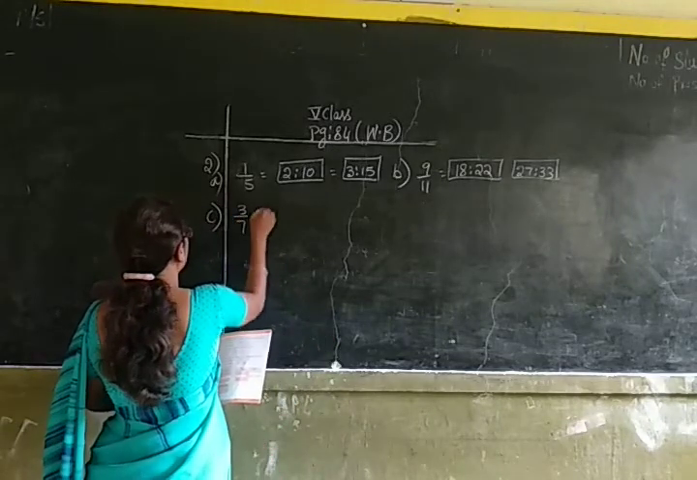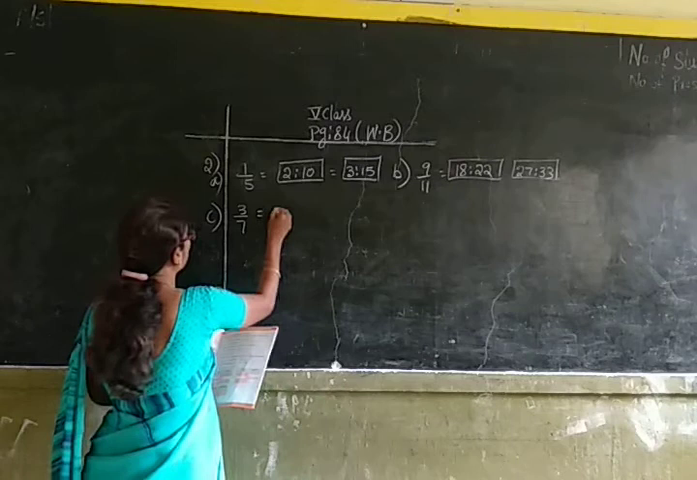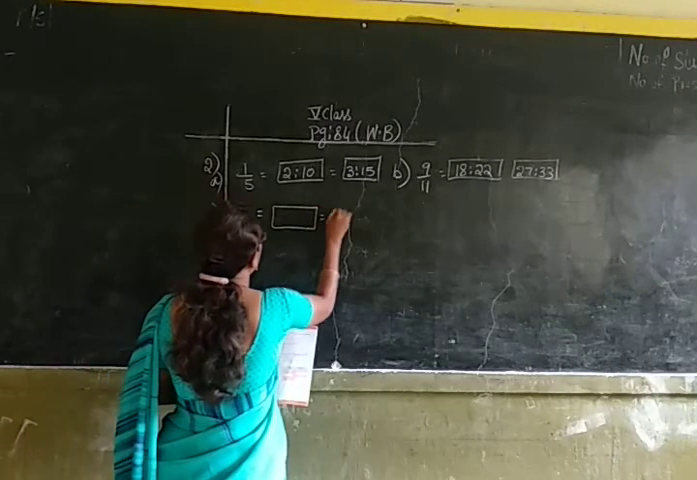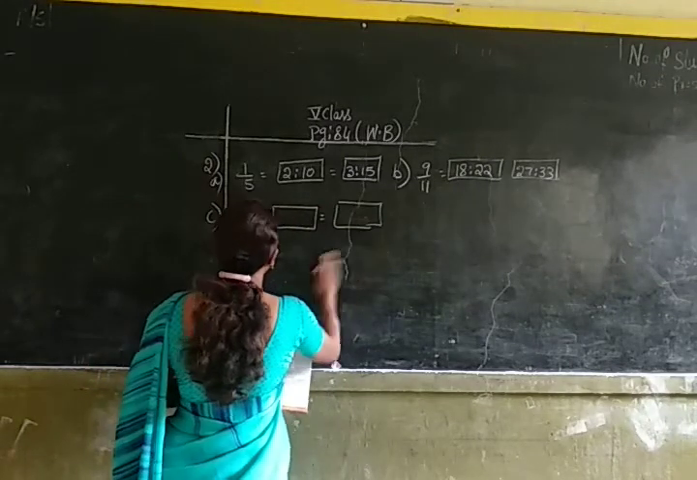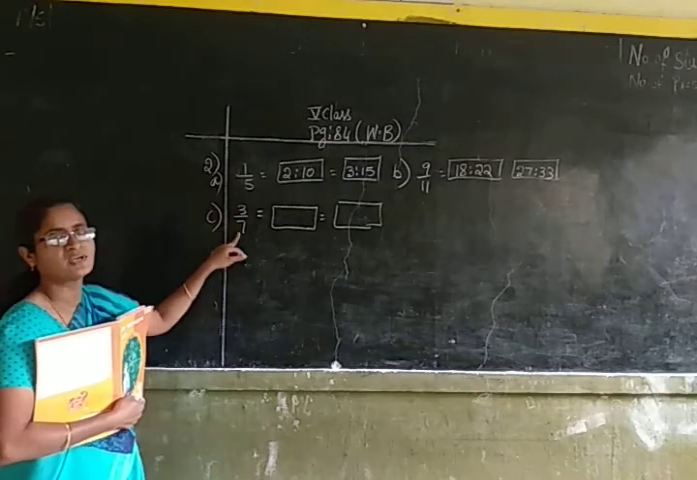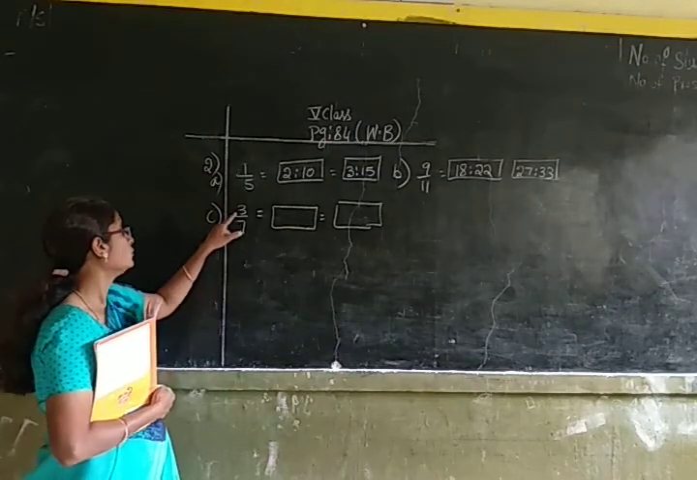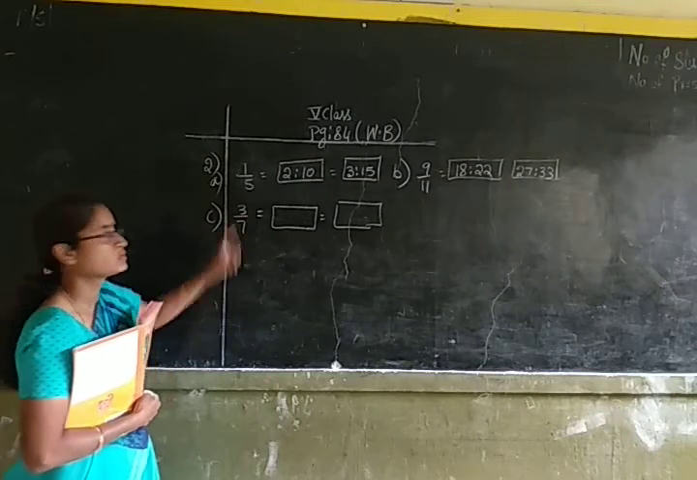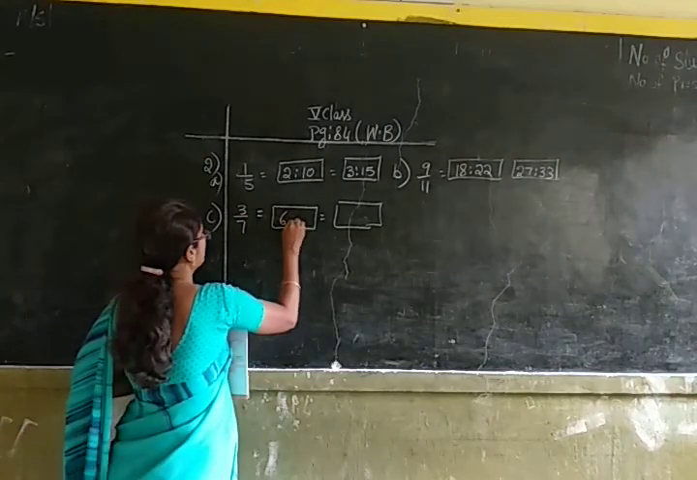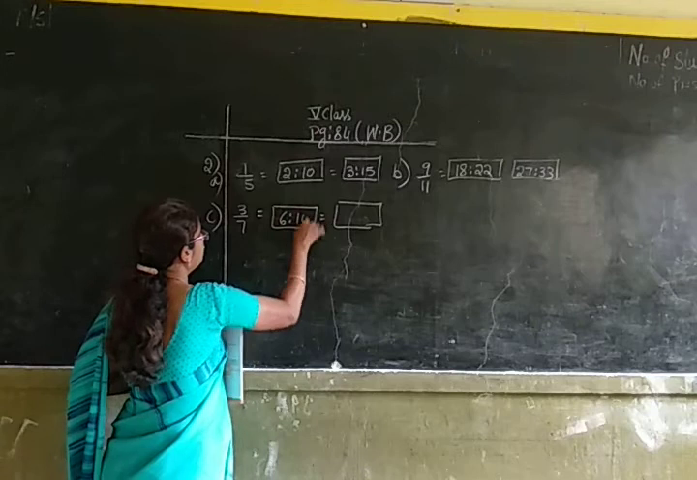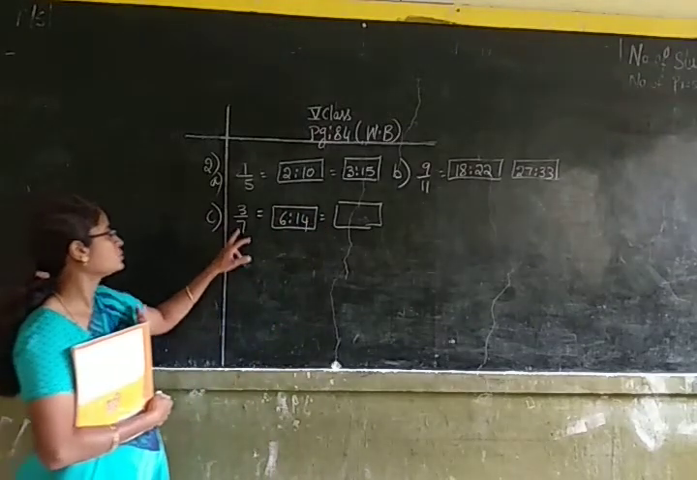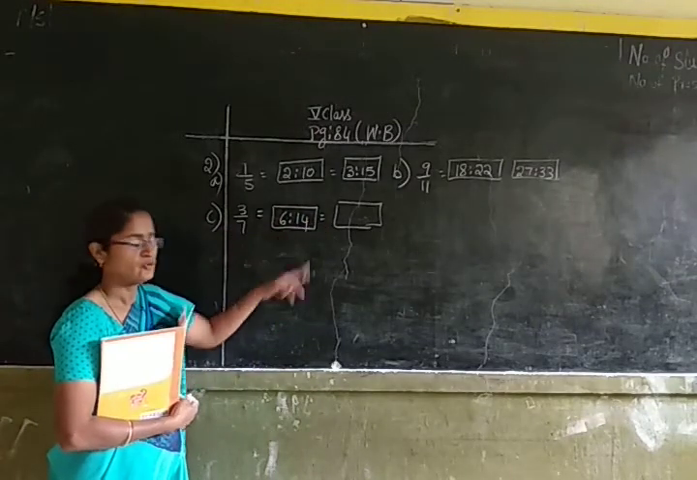3 by 7 is equal to, first let us multiply 3 by 7 with 2 by 2 and then 3 by 7 with 3 by 3. So 3 2s are 6 and 7 2s are 14. So the equivalent ratio for 3 by 7 is 6 is to 14.